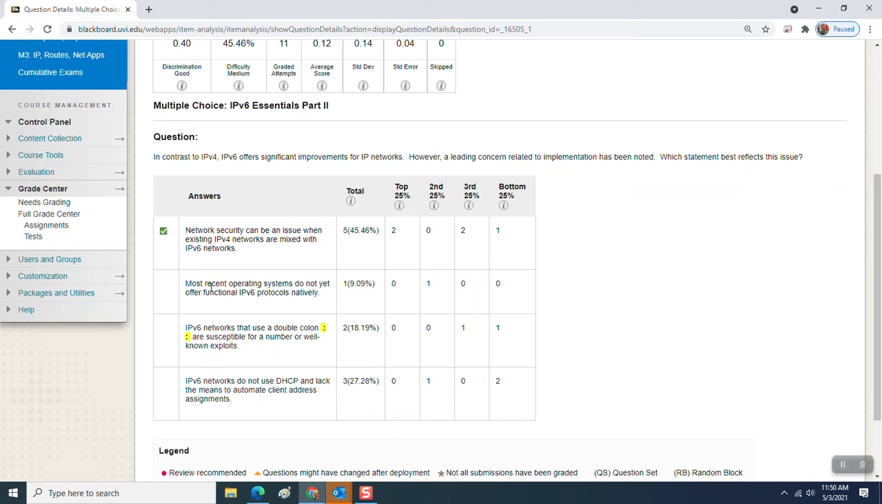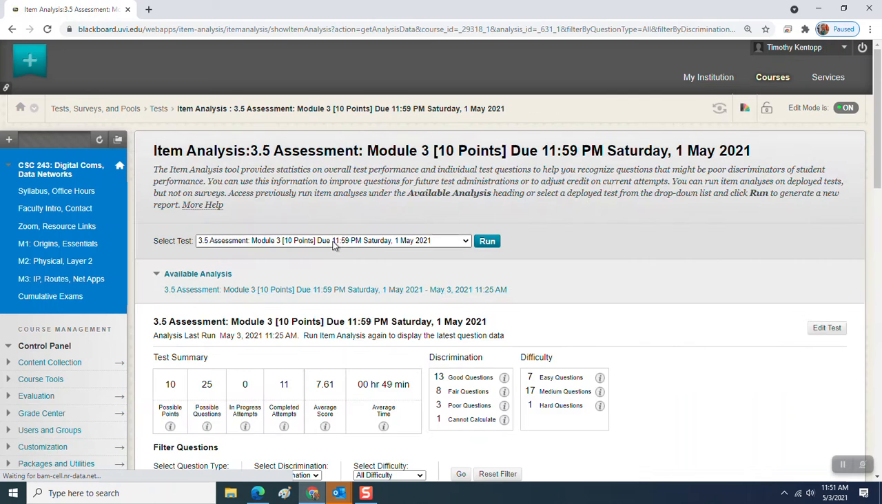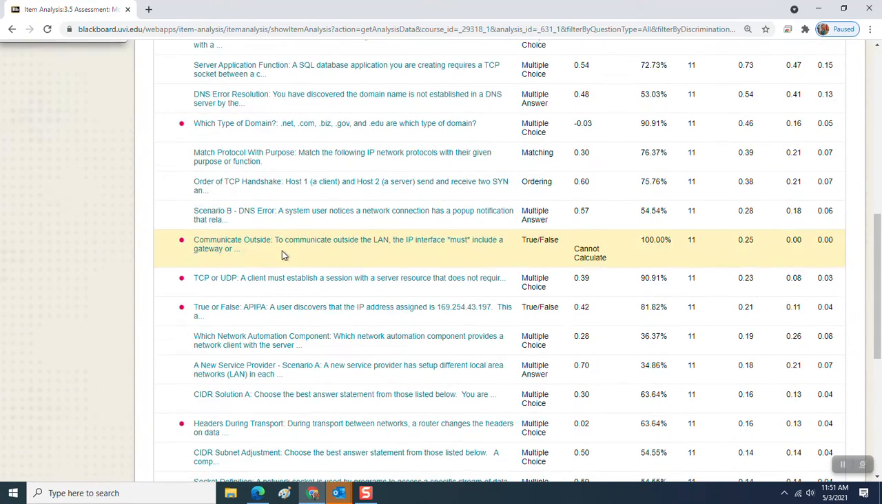This one: most recent operating systems do not yet offer functional IPv6 protocols natively. That's incorrect. Every current operating system, Linux, Mac, Windows, all offer and enable IPv6 out of the box. That's actually a problem. So that's an incorrect statement. They all offer it, and what's worse, they all enable it even if it isn't functional. So you have those issues.